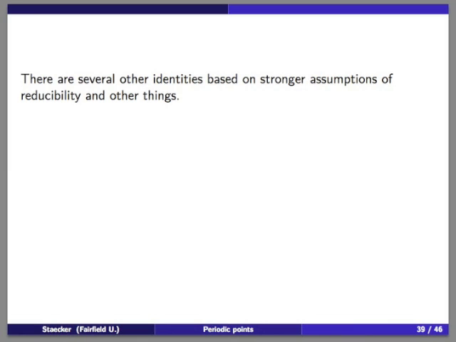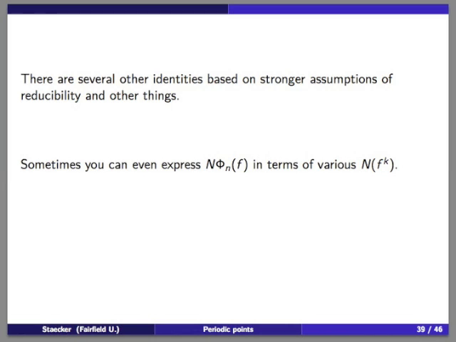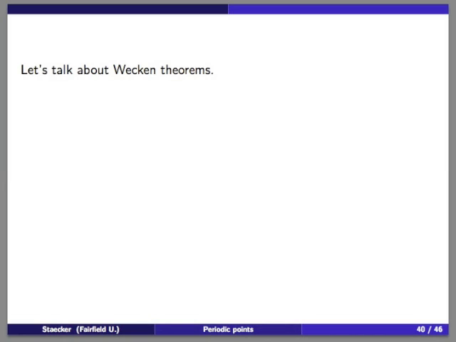All right? Several other identities are based on stronger types of reducibility. What I've talked about, essential reducibility, has several strengthenings, which I'm not going to talk much about. Sometimes you can even express the N phi in terms of just the plain Nielsen numbers. This is a great situation because they're a lot easier to work with. In particular, there are formulas like this for tori. Okay, let's talk about Bekon theorems.